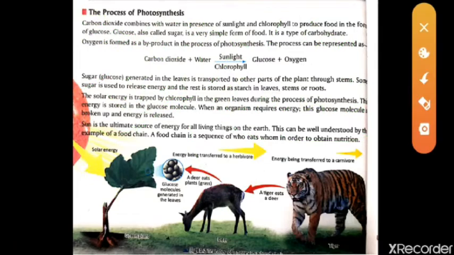So let's see what is written in the book. See here, first is the green plant.